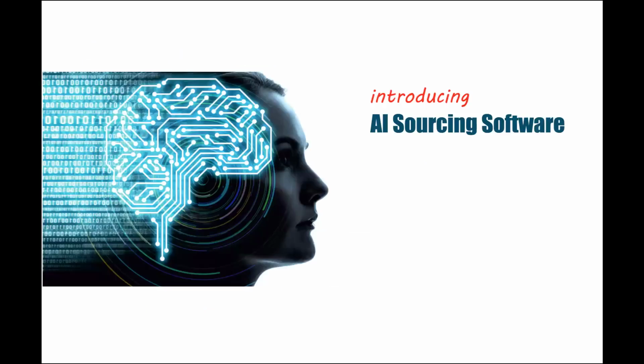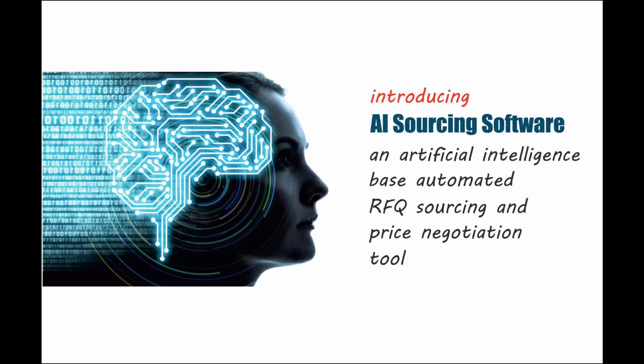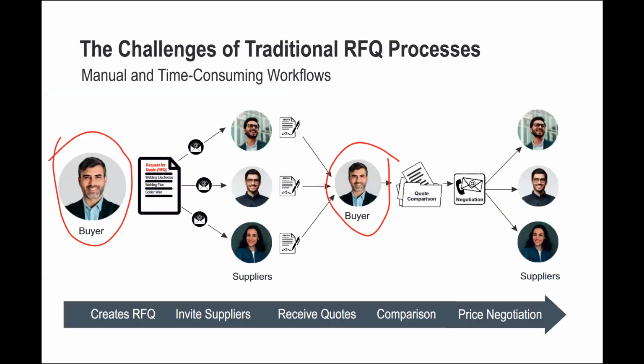So this is where eSupplier is introducing an AI-powered RFQ-based sourcing software. It's a completely autonomous tool that will allow companies to simplify the sourcing process and negotiate every RFQ in detail. Let us understand how it works.